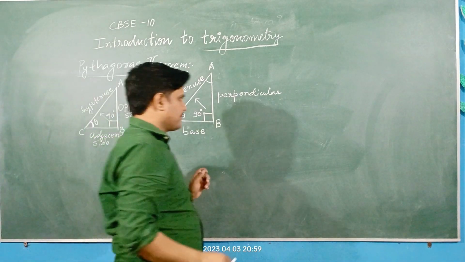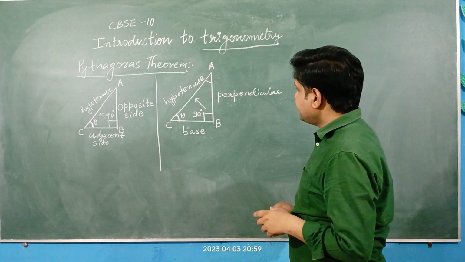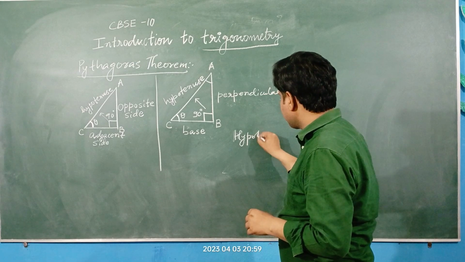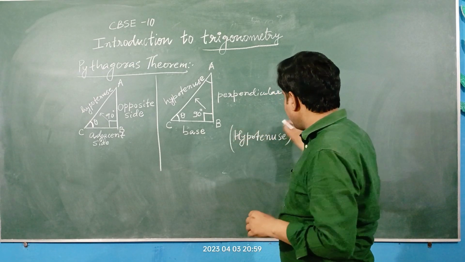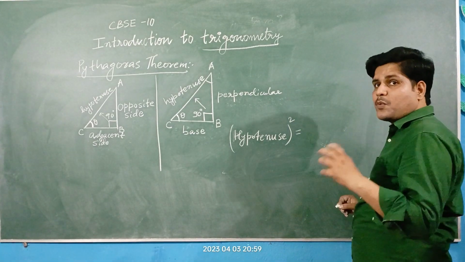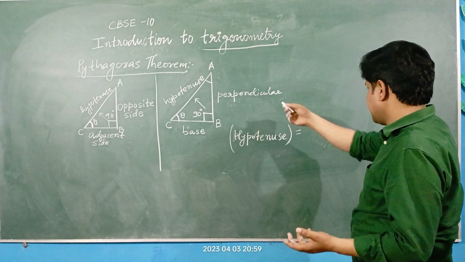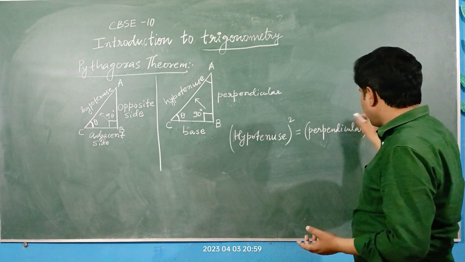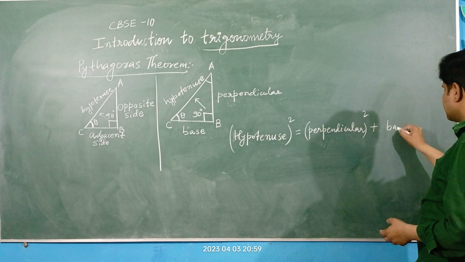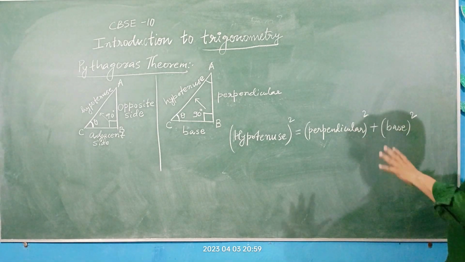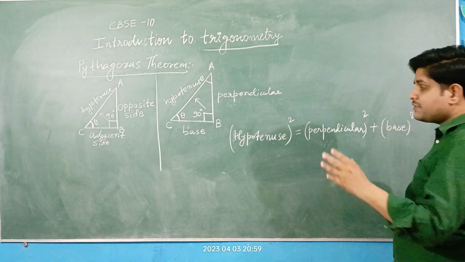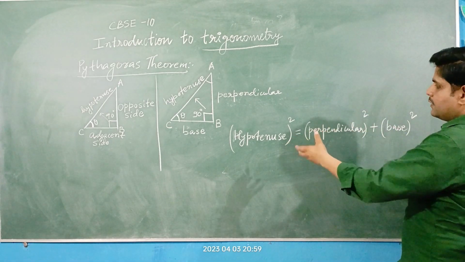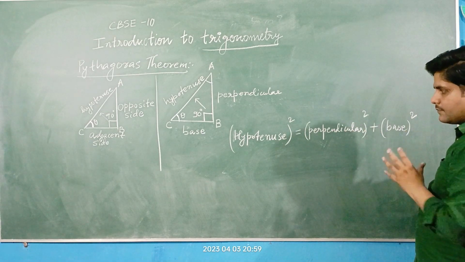Now let's come back to Pythagoras theorem. In Pythagoras theorem, it is stated that the square of the hypotenuse is the sum of squares of the other two sides. The other two sides, let's say perpendicular square plus the base square. This is the Pythagoras theorem. You need to remember that the square of the hypotenuse is equal to the sum of squares of the other two sides, which are perpendicular and base, or we can also call them the adjacent side and the opposite side. This is how we consider it.